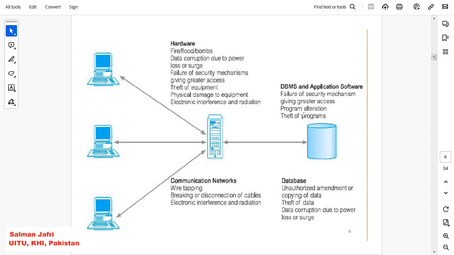So what are the threats against databases, DBMS and application software? Failure of security system giving greater access, right? Your access levels are elevated. You are able to access the root user of the database, right? Program alteration, theft of programs. And what can be the threats against database? Unauthorized amendment or copying of data, theft of data, data corruption due to power loss or surge, etc.